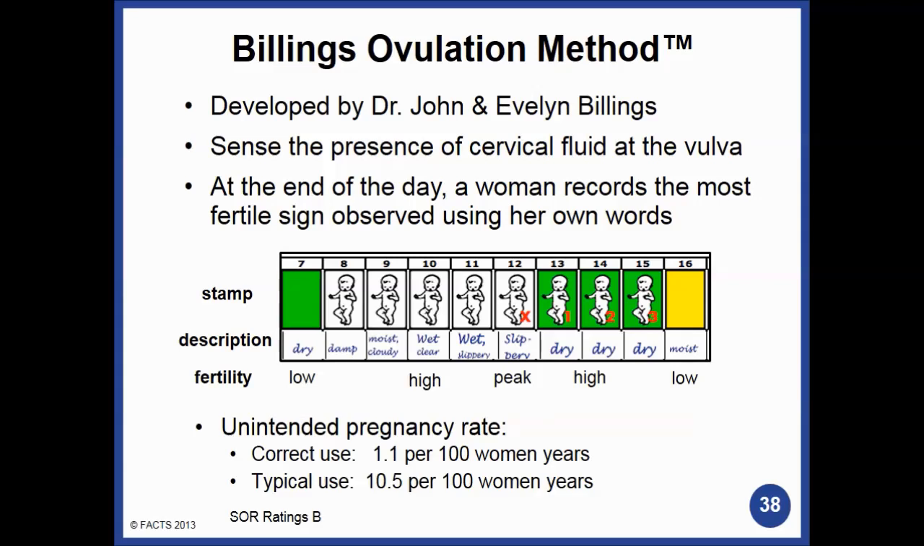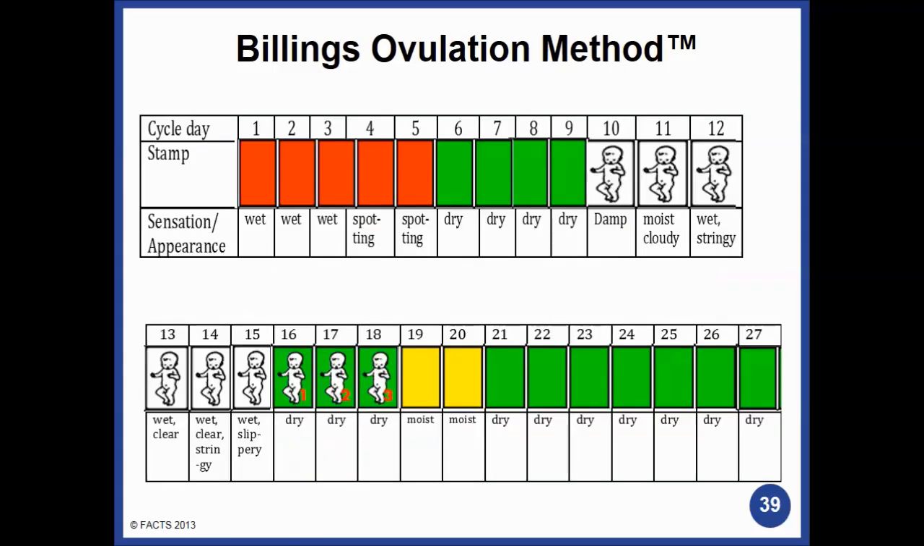And this has very excellent effectiveness rates with correct use: 1%, one pregnancy per 100 woman years, and with typical use, 10.5 pregnancies per 100 woman years. So with its typical use, it's really comparable to other user-directed contraceptives, such as condom or the pill, for the purpose of avoiding pregnancy.